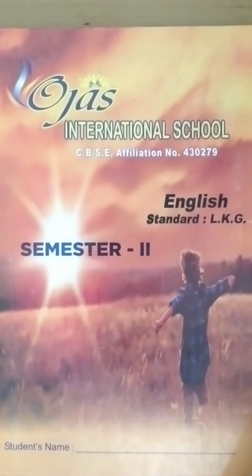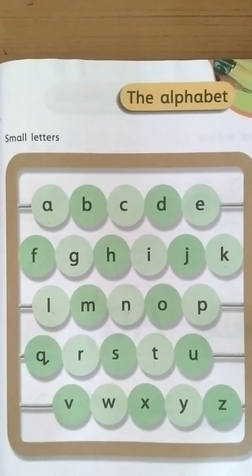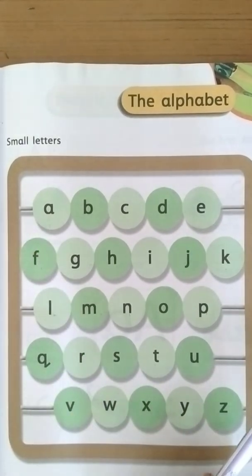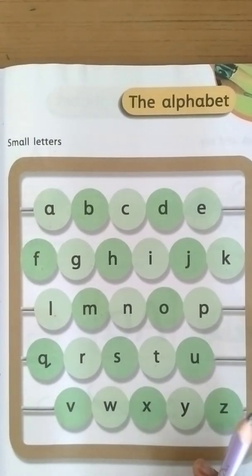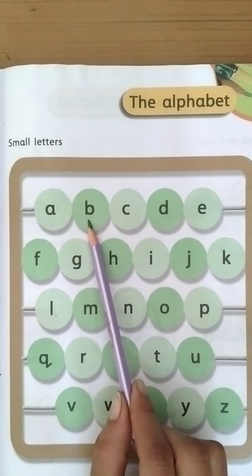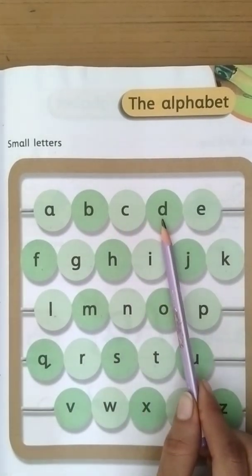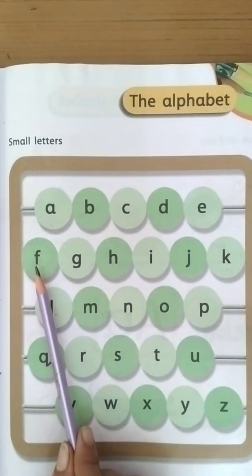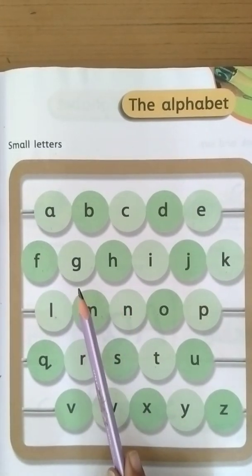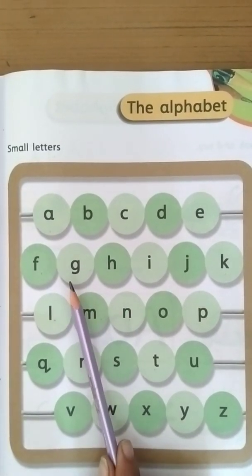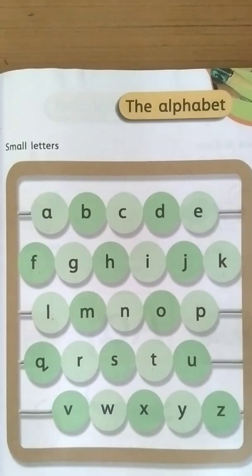E for English. In English, we are learning small alphabet, and in small alphabet, we have already completed letter A, letter B, letter C, letter D, letter E, and letter F. So today in this video, we are going to learn small letter G and small letter H.